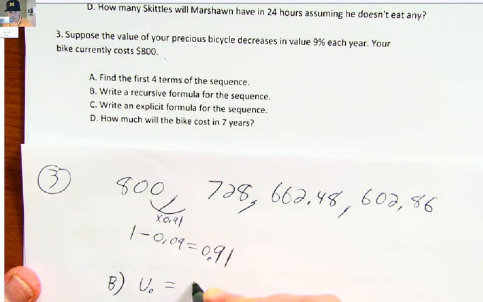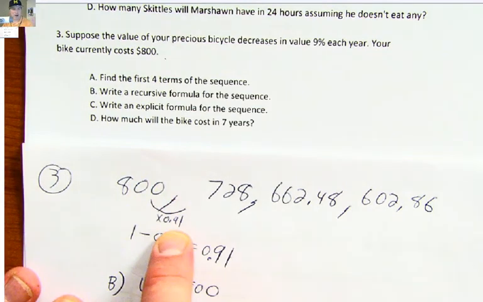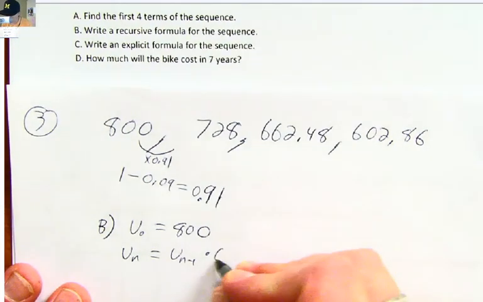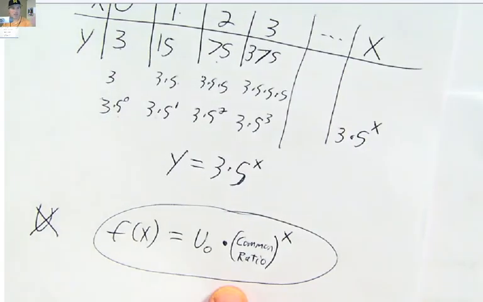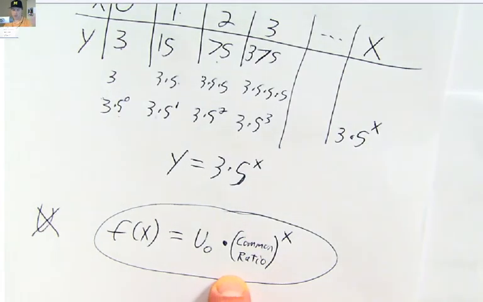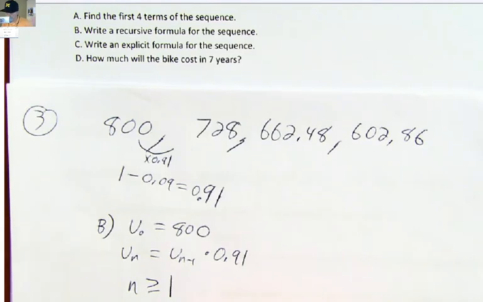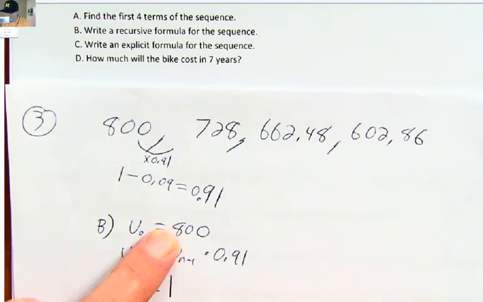Well, that first number is 800. And then after that, you take the previous term and you multiply that by our constant multiplier, which is 0.91, with n greater than or equal to 1. Part C. Like I said, use this formula here. U0 times the common ratio to the x. So f of x is equal to my U0, my first number, then my constant multiplier to the x.